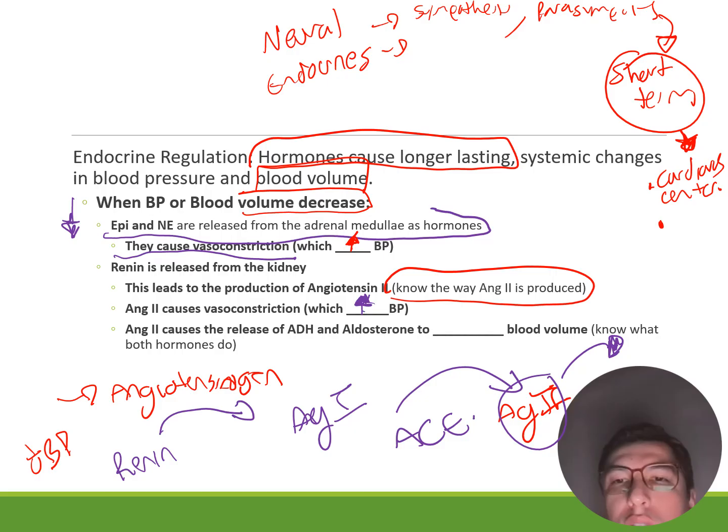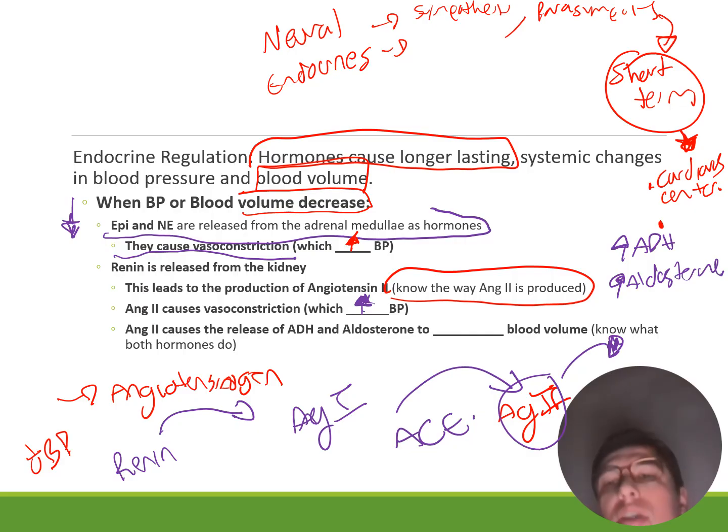We're also going to cause an increase in antidiuretic hormone, which is going to cause an increase in water retention. We're going to also increase aldosterone, which is going to help retain sodium so we can retain water. So if we retain more water and we are reducing the elimination of water, then we're going to increase blood volume. In short, angiotensin 2 causes the release of antidiuretic hormone and aldosterone to increase blood volume.